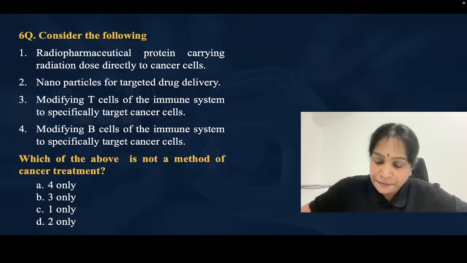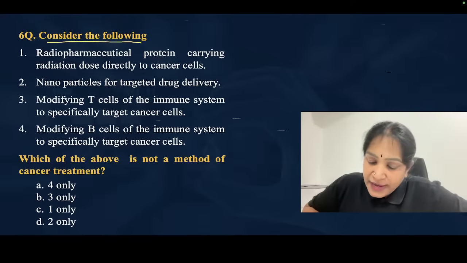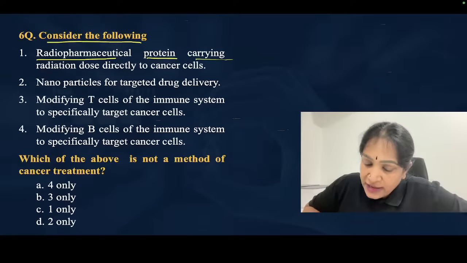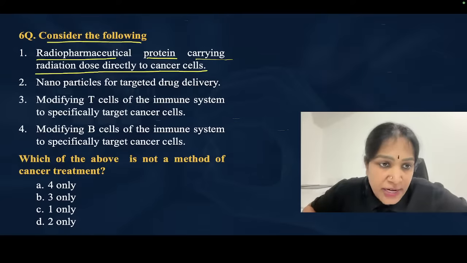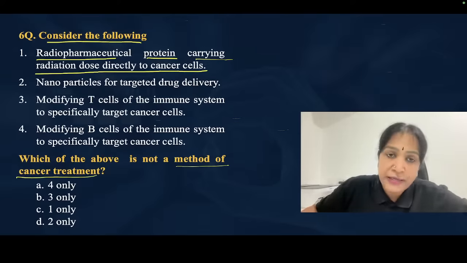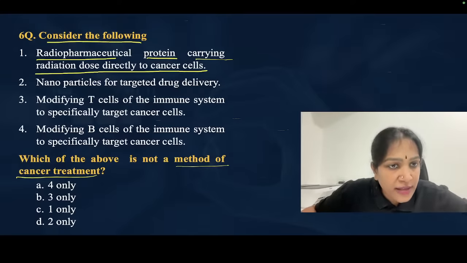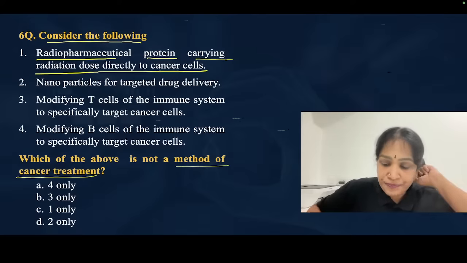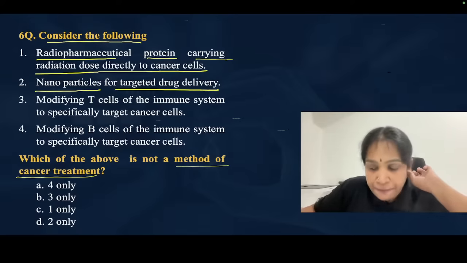Answer this question. Consider the following. Radiopharmaceutical protein carrying the radiation dose directly to the cancer cells. Actually, what are these statements? Which of the above is not a method of cancer treatment? Okay, that is the question. Read the statements. Radiopharmaceutical protein carrying the radiation dose directly or specifically to cancer cells. Nanoparticles for targeted drug delivery.